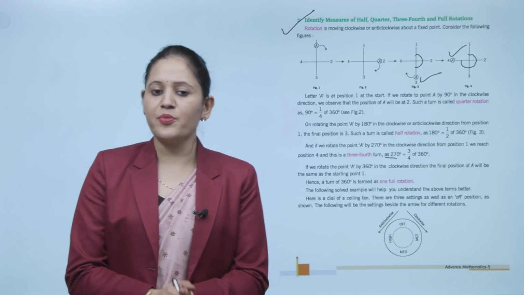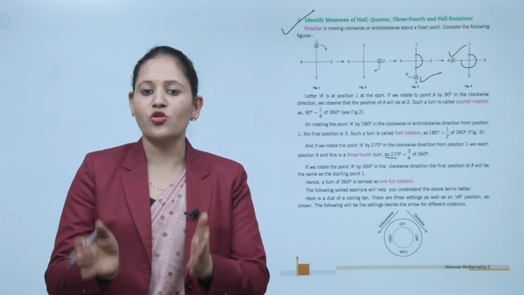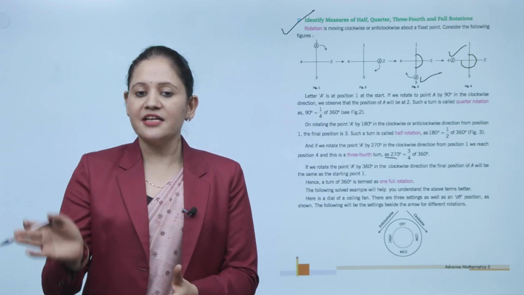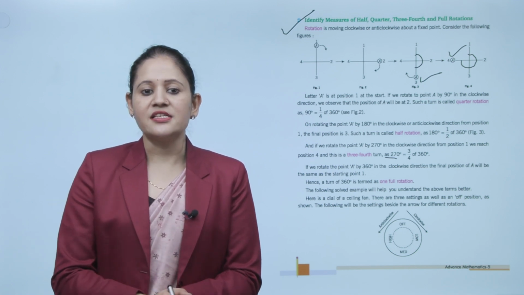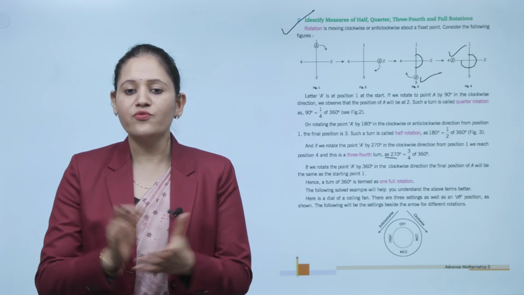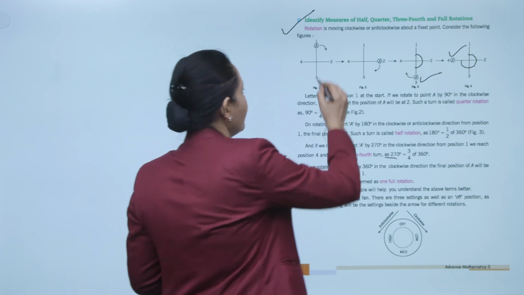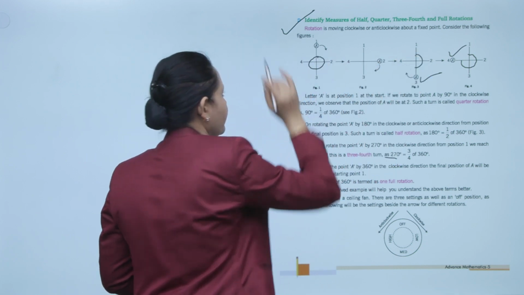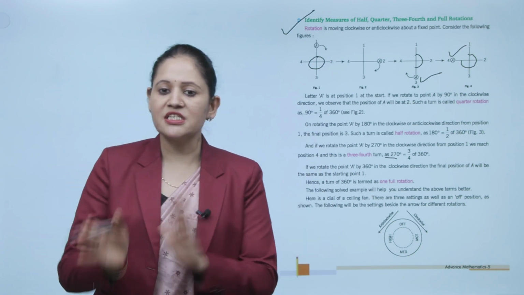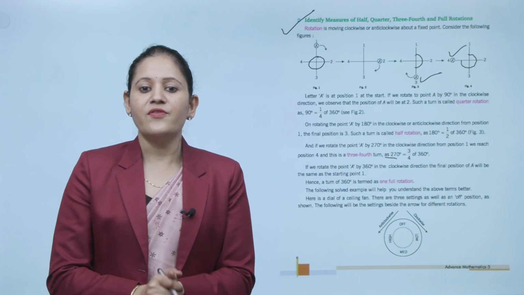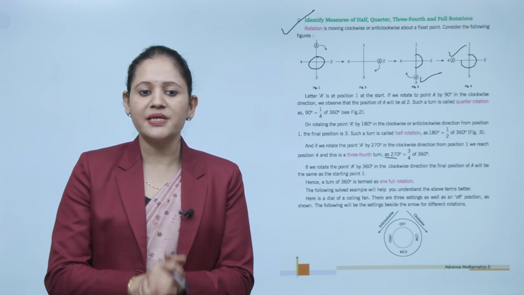Now, if we rotate the point A by 360 degrees in the clockwise direction, the final position of A will be the same as the starting point 1. Hence, the turn of 360 degrees is termed one full rotation. Means from here to here, the same position where it started. The following solved example will help you to understand the above terms better.